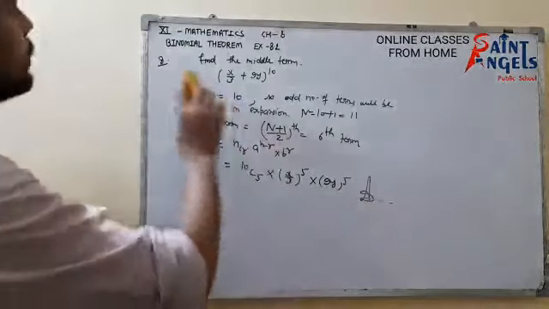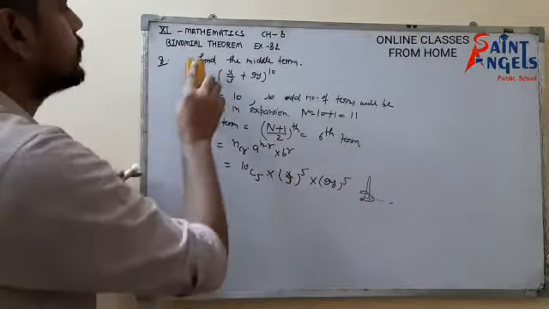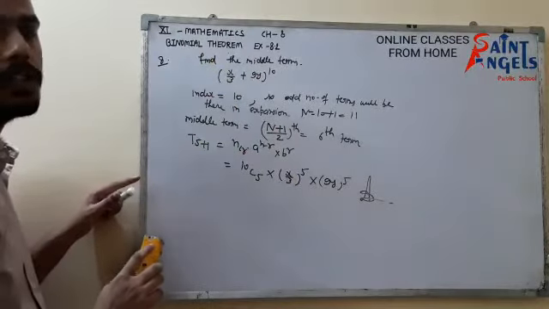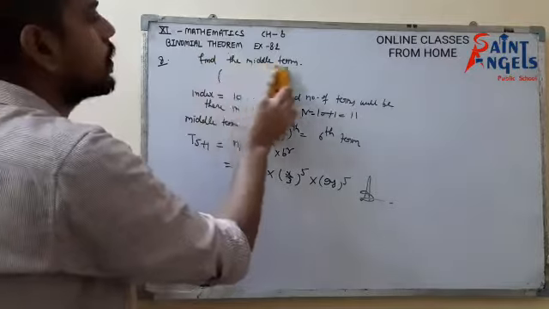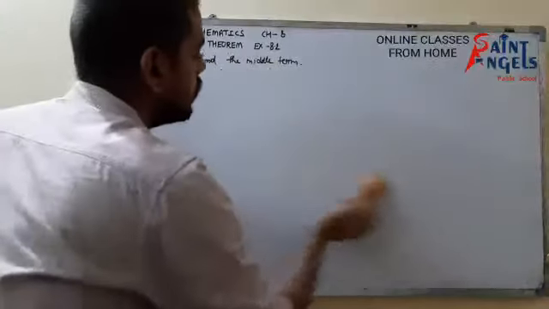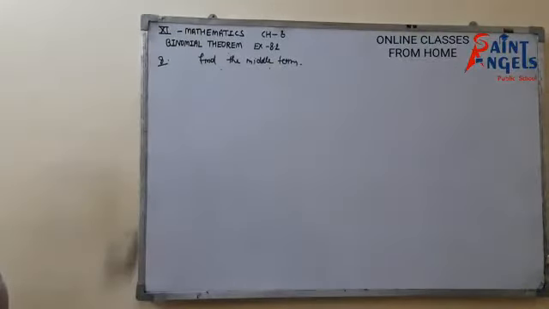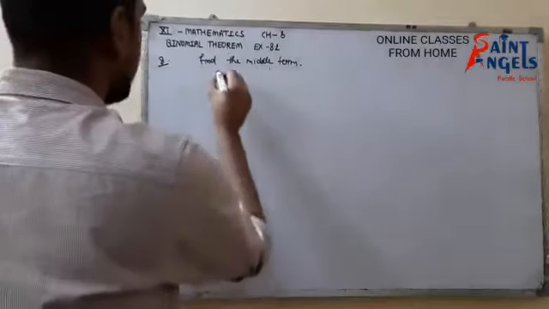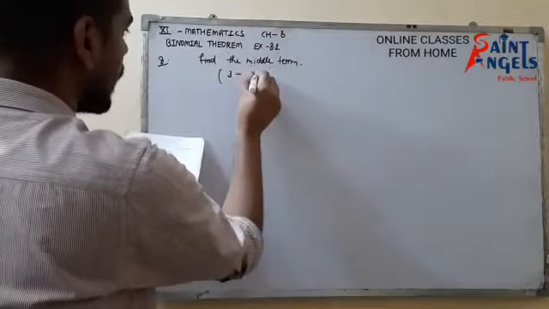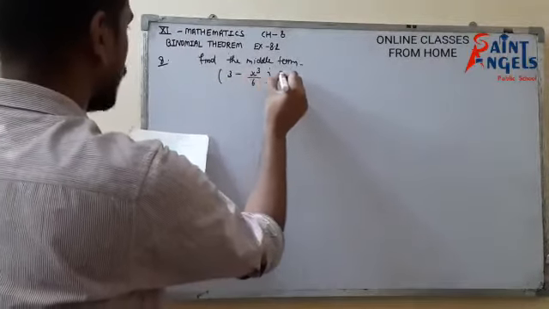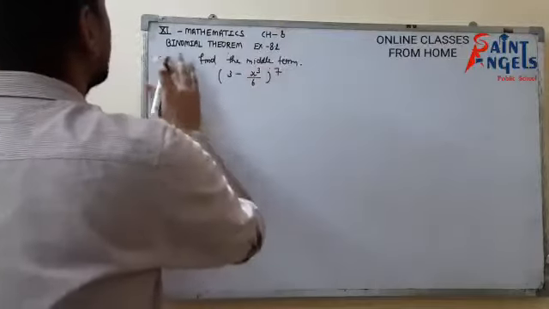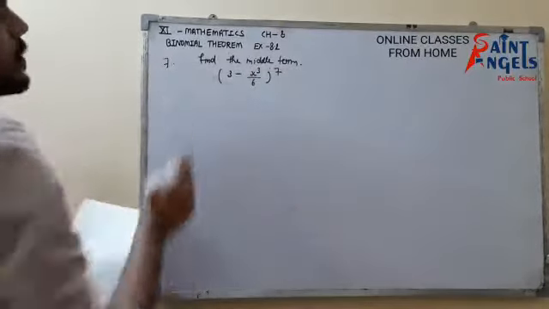Okay, so I will solve question number 7 as well. Now please pause the video and note it down. In the 7th question we are given the expansion (3 minus x^3/6) to the power 7. We have to find the middle term of this expansion as well.